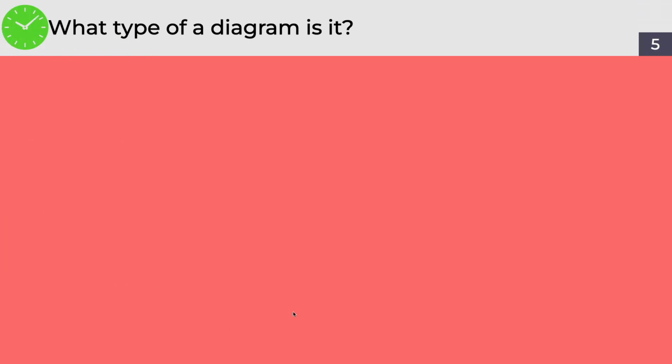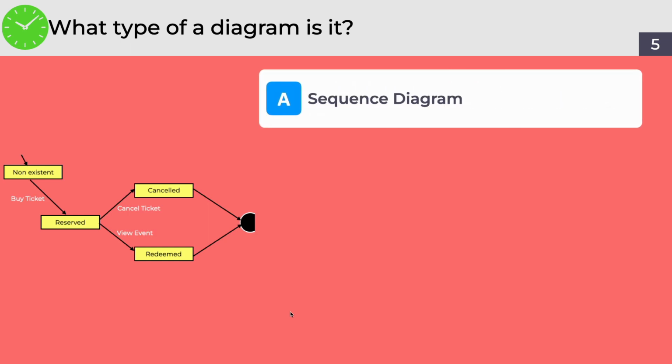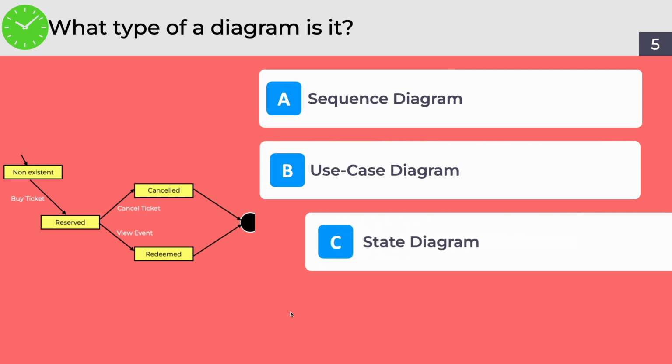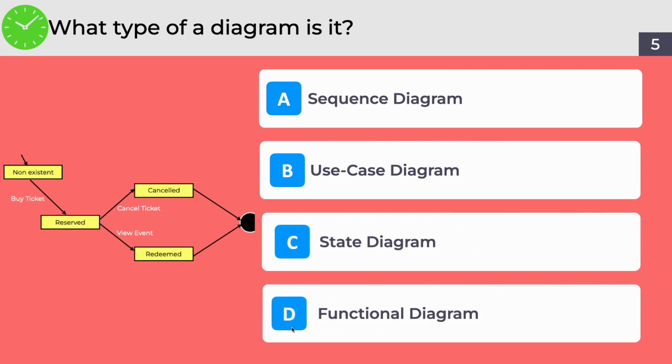Question number 5. Again, what type of diagram is it? Option A, sequence diagram. Option B, use case diagram. Option C, state diagram. And option D, functional diagram. Your time starts now.